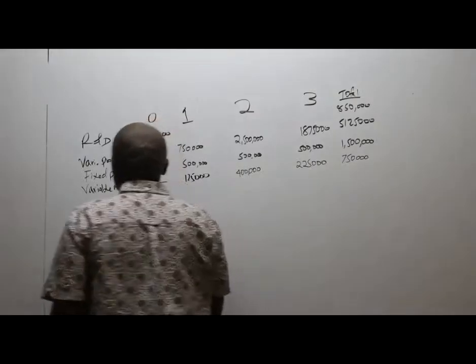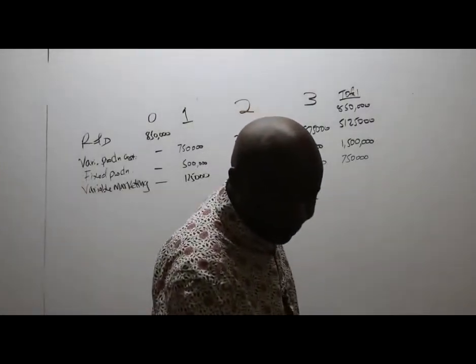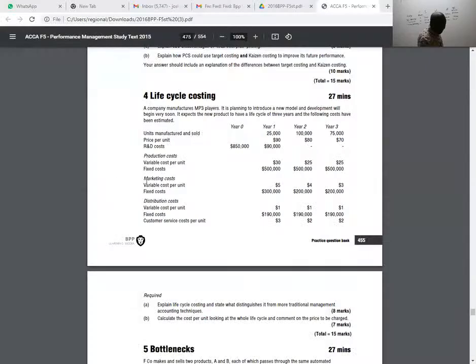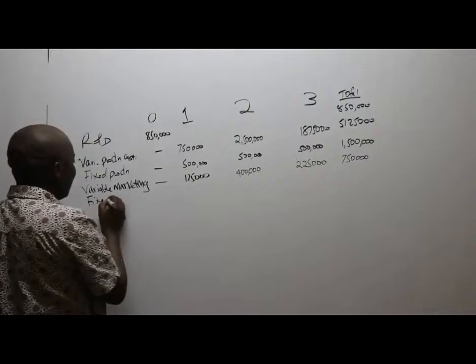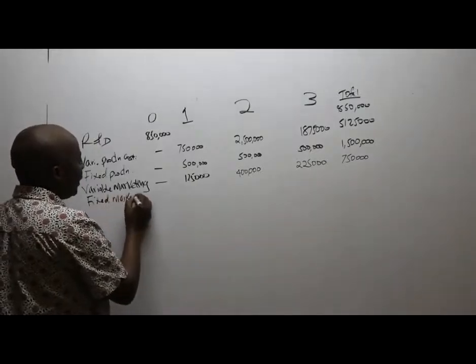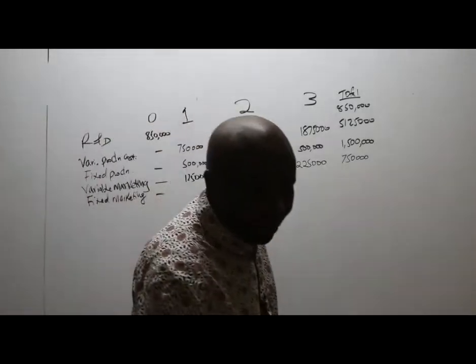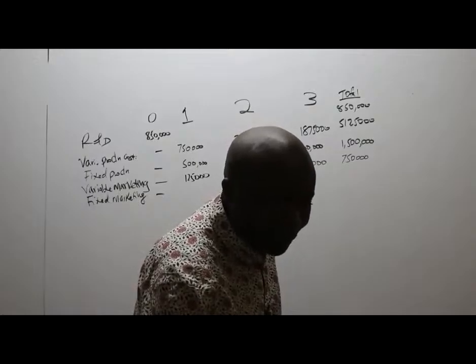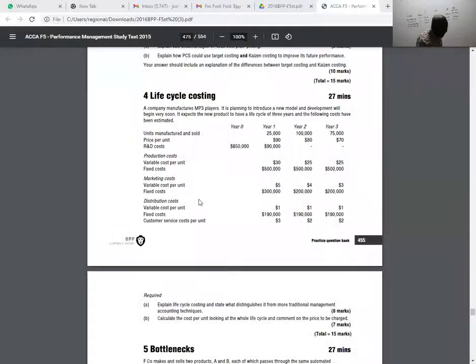The next one will be the fixed marketing cost. Under fixed marketing, there is nothing like multiplying. You simply take the figures the way they are.